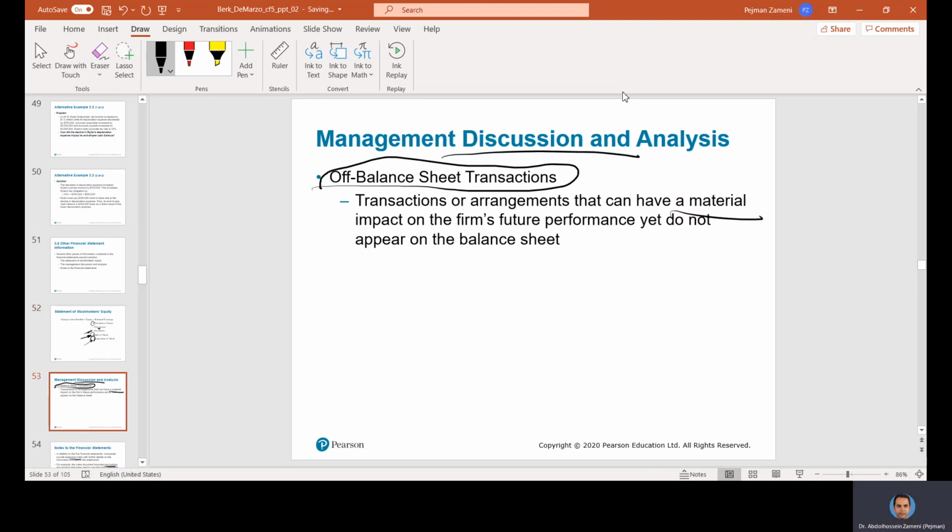Management discussion and analysis of balance sheet transactions: transactions or arrangements that can have a material and significant impact on the firm's future performance, yet do not appear on the balance sheet. This means we're going to produce another report, which is called Management Discussion and Analysis.